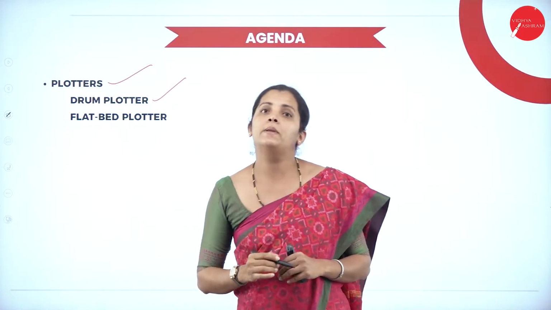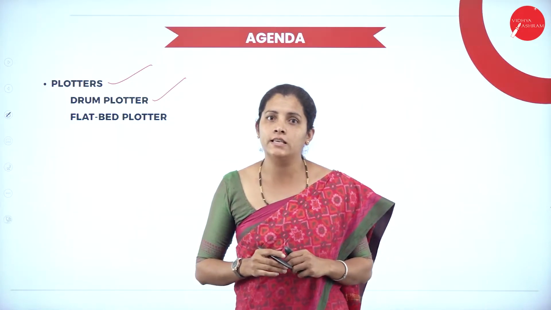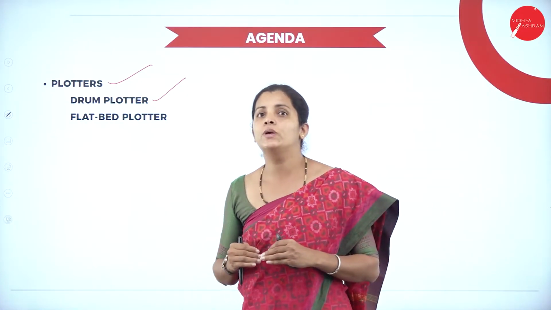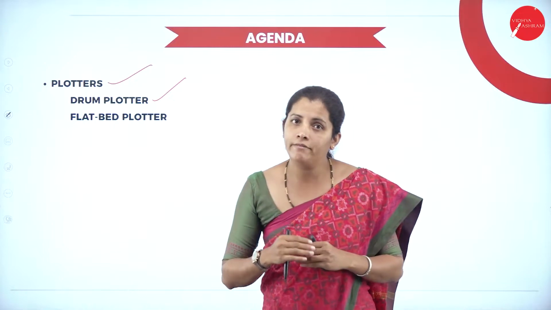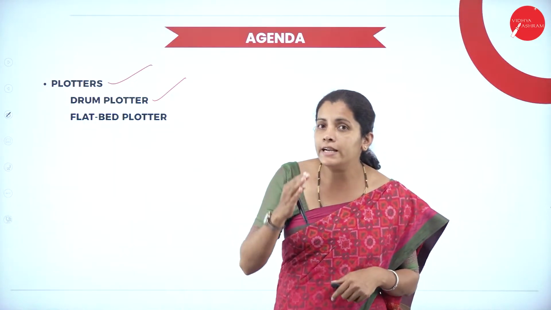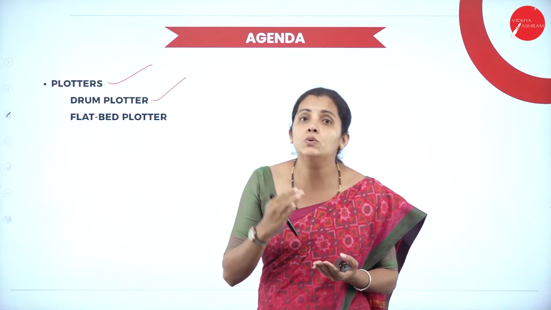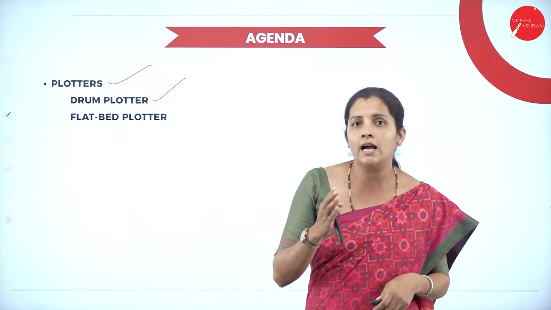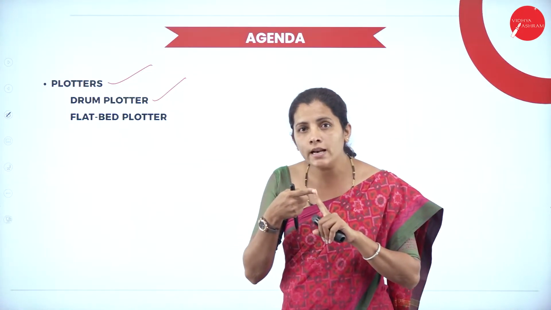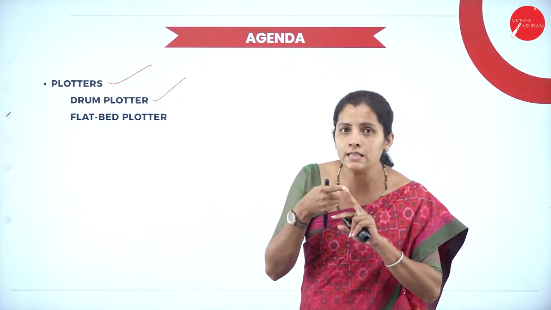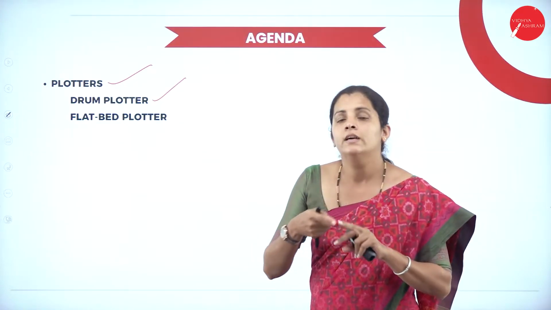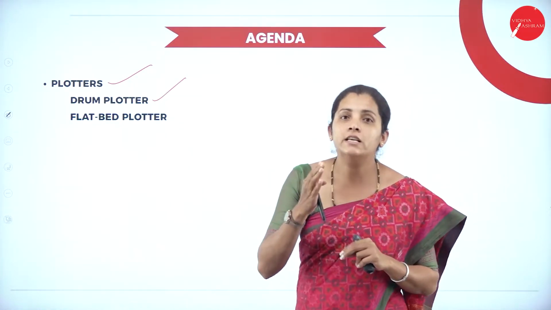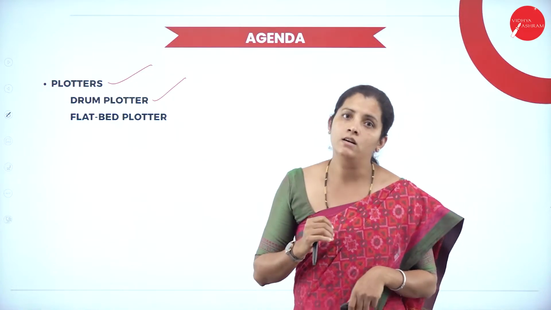Before starting my session, let's recall what we studied in the last session. In the last session, we studied one of the output devices, the printer. There we studied what a printer is and what the uses of a printer are. At the same time, we studied two different types of printer. The first is the impact printer, and the second type is the non-impact printer. Under the types of printer, we studied the dot matrix printer, inkjet printer, and laser printer.